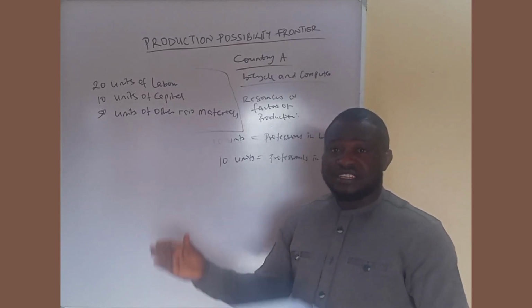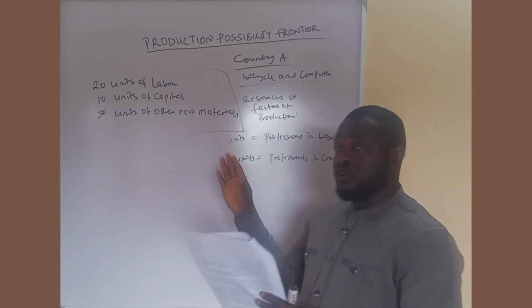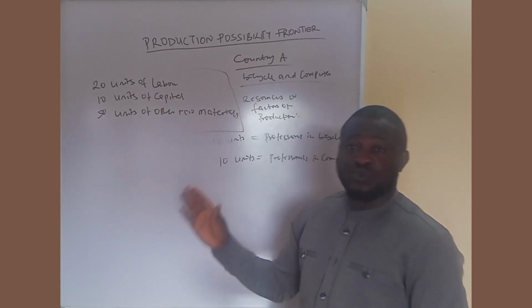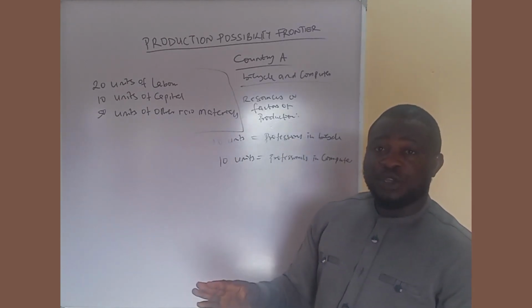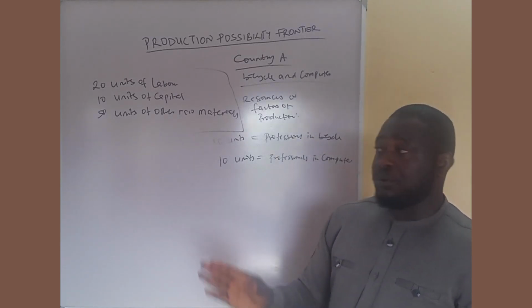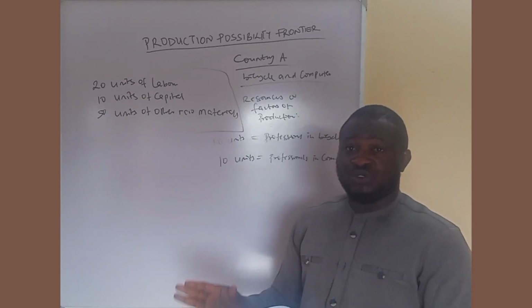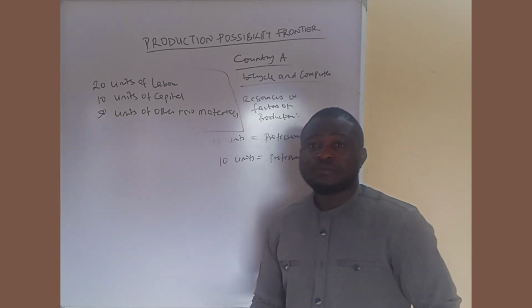That does not mean that some of these inputs cannot be switched to producing other things, but if those that are experts in producing bicycle are switched into producing computer, they will become less efficient. And the same thing happens when those that are experts in producing computer are switched to producing bicycle. Though they still produce bicycle, they will do that less efficiently.